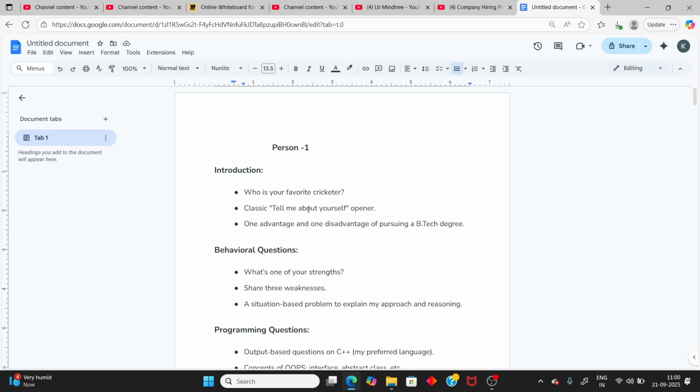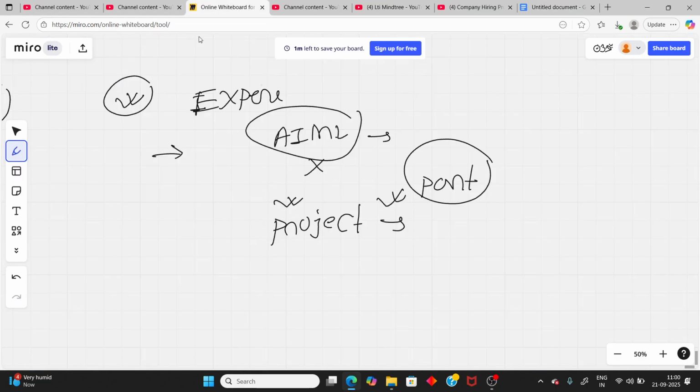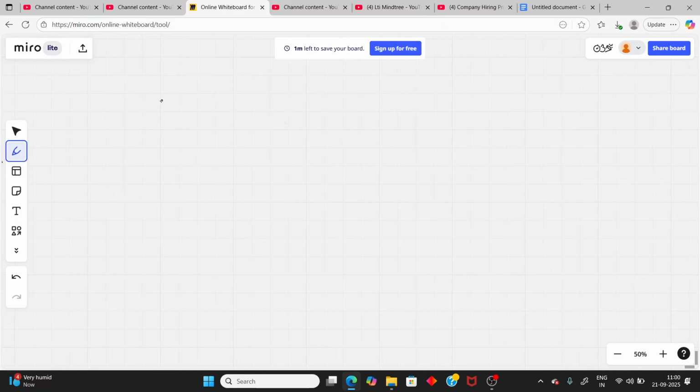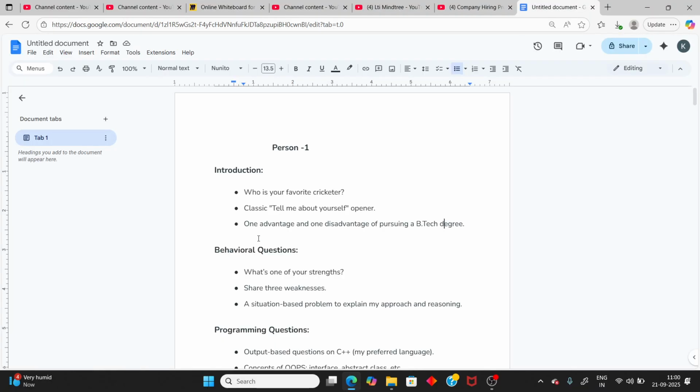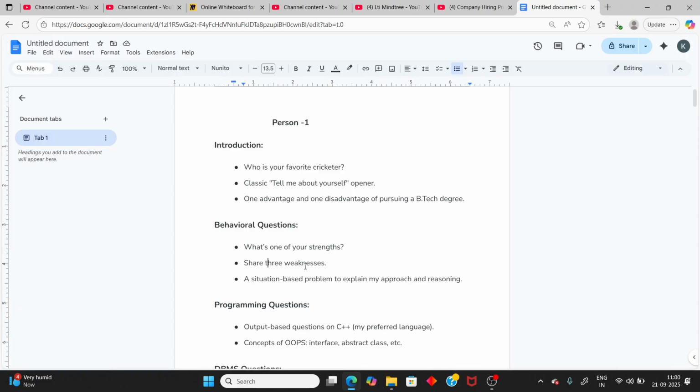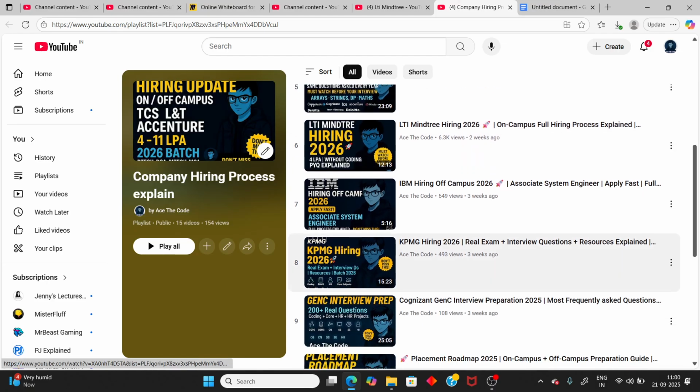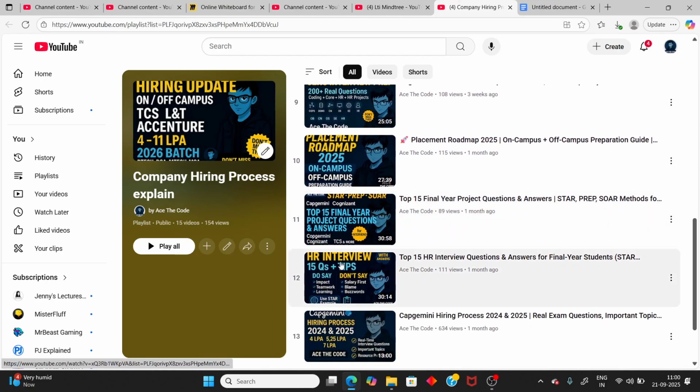And classic, tell me in today's practice question, what are the advantages and disadvantages of a person? Actually, LTI Mindtree focuses more on non-technical questions. Actually, they ask technical also, but non-technical is more. And what is your strength? Share the weakness. And I have already explained how you can answer this type of question better in my top 50 HR question video. So must watch.